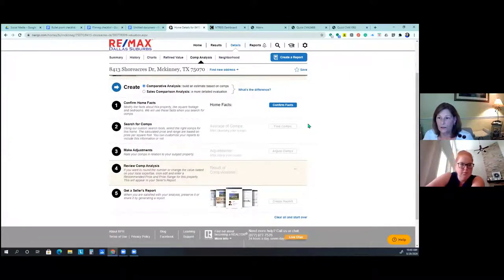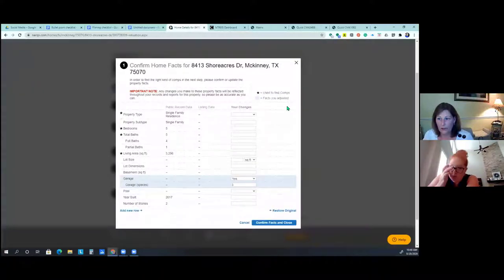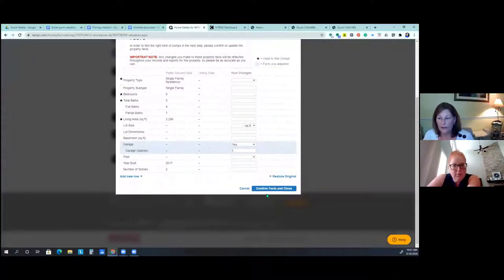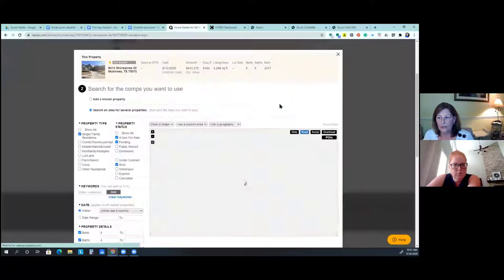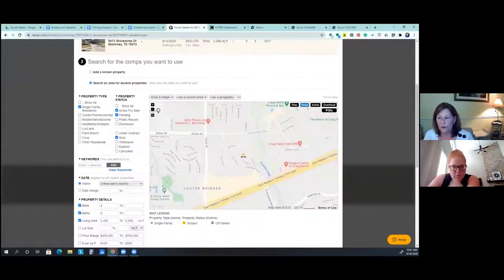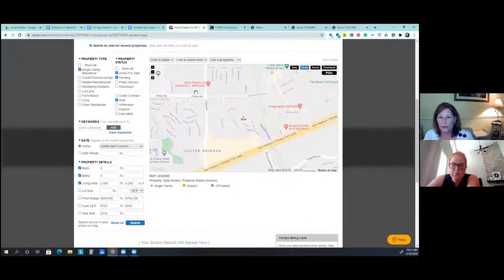Makes it 100 times harder to sell. So we've confirmed the facts about the property. You feel good about the information that we've got here. And then we've made the adjustments. And now we're going to find some comps for your property, which is kind of what we did on the other side. But this kind of narrows it down and throws them into the report.